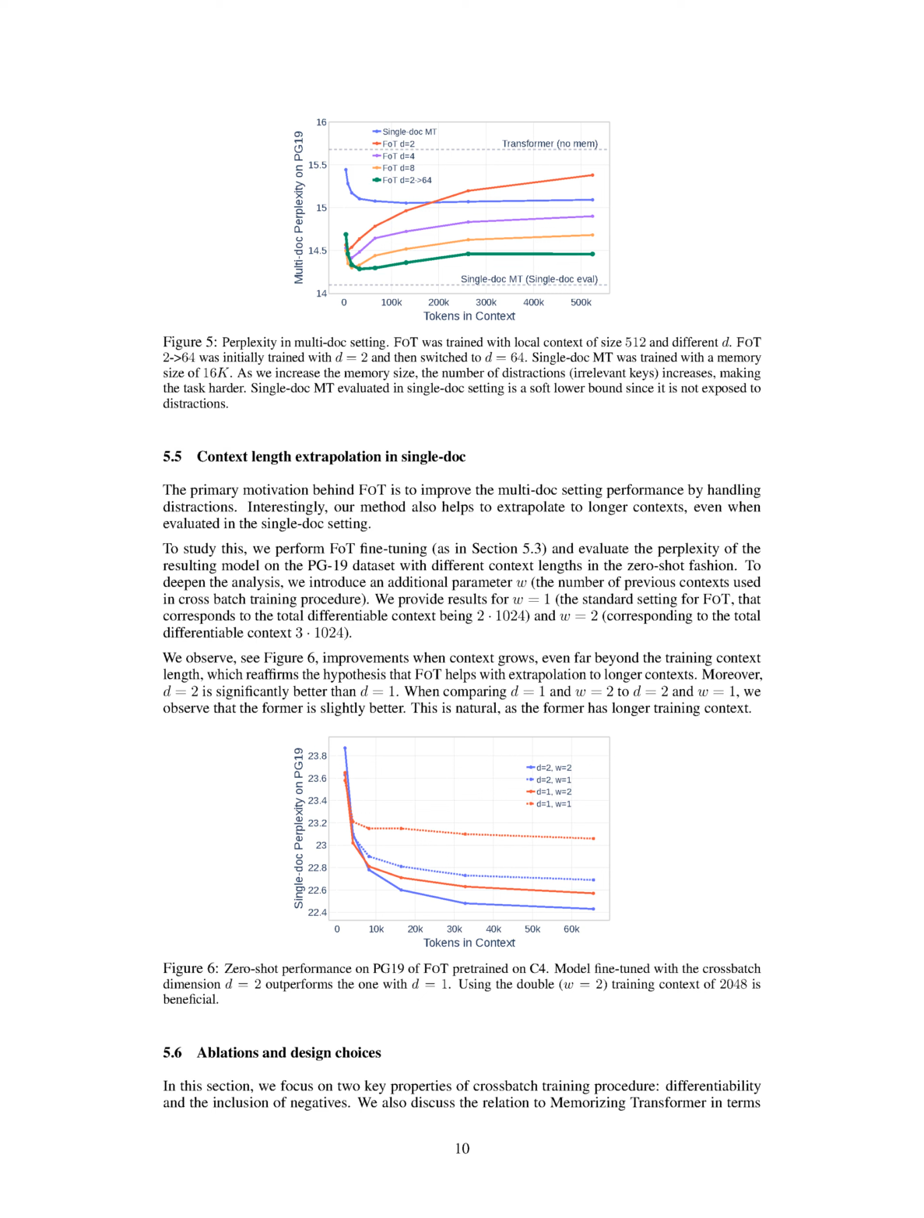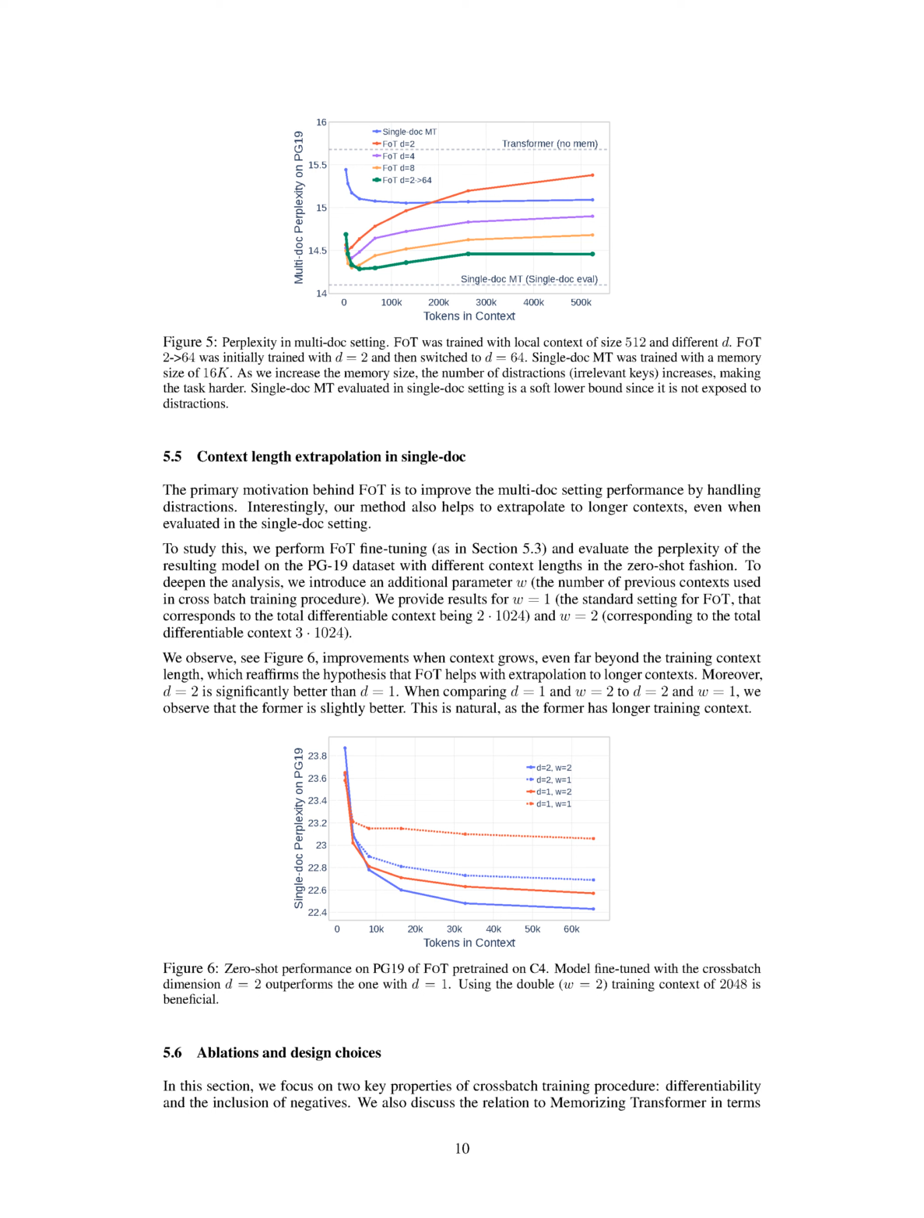We tested W equals 1, the standard setting for FOT, which corresponds to a total differentiable context of 2 times 1024, and W equals 2, which corresponds to a total differentiable context of 3 times 1024. As we can see in the accompanying figure, our model improves as the context grows, even far beyond the training context length, which supports our hypothesis that FOT helps with extending to longer contexts. Furthermore, D equals 2 performs significantly better than D equals 1. When we compare D equals 1 and W equals 2 with D equals 2 and W equals 1, we find that the former performs slightly better, which makes sense because it has a longer training context.